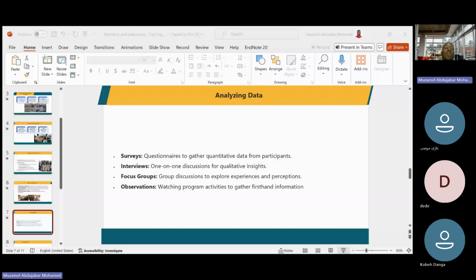Now let us talk about some challenges facing us during implementing the program or doing the monitoring and evaluation of the project.